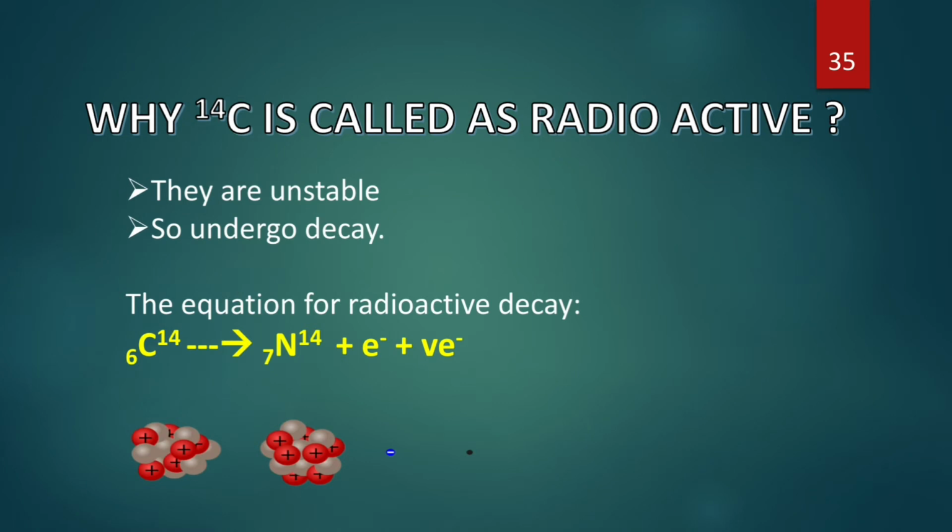Do you know what's the reason behind it? It's because carbon 14 is very unstable, and so as to attain stability it undergoes decay. And the equation for the radioactive decay is as shown. Carbon 14 undergoing decay comes to its initial state, that is nitrogen 14, with the emission of an electron and an anti-neutrino.